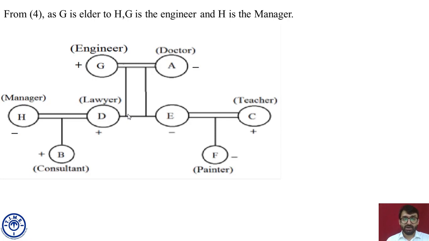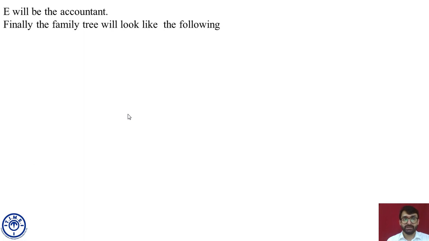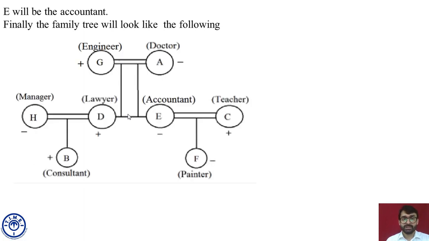Fine. Now the person I'm left with is E, and her profession is vacant, and the only profession I'm left with is accountant. So E has to be an accountant. So the family tree will look like this. This is the complete family tree.